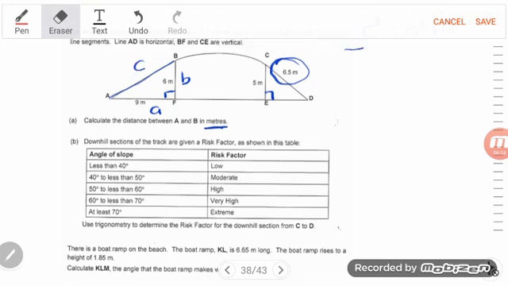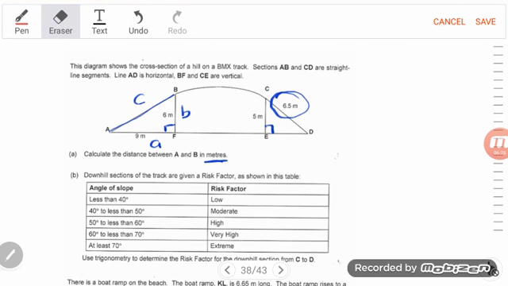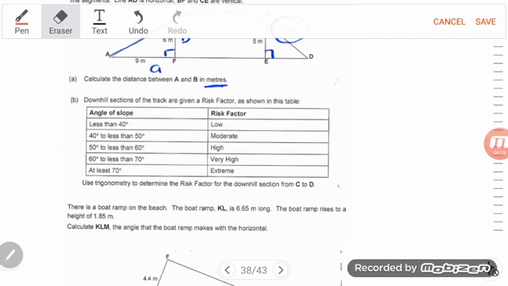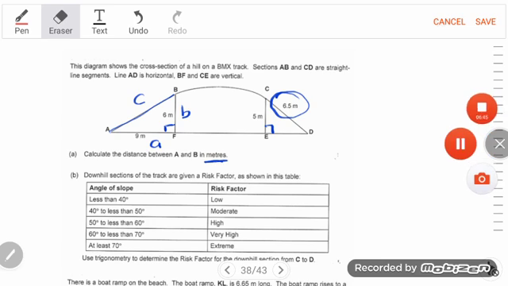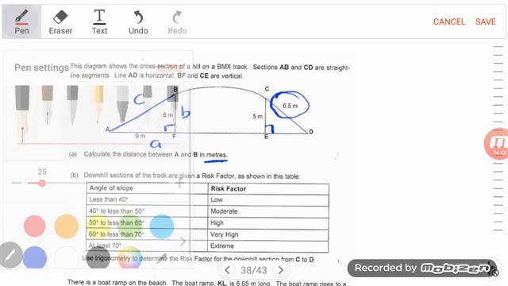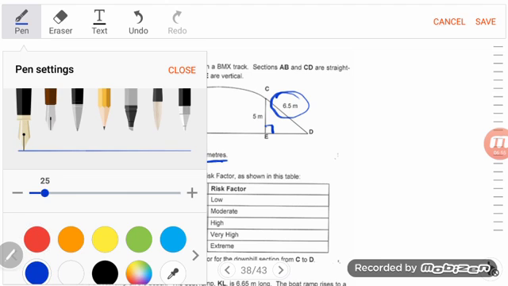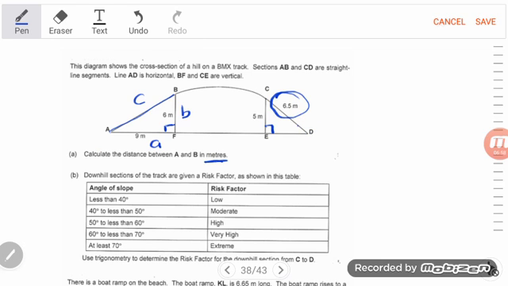I'll just erase all of this, so we've got the space. So, downhill sections of the track are given a risk factor as shown on this table. Use trigonometry to determine the risk factor for the downhill section from C to D. Okay, so that means we want this angle in here.